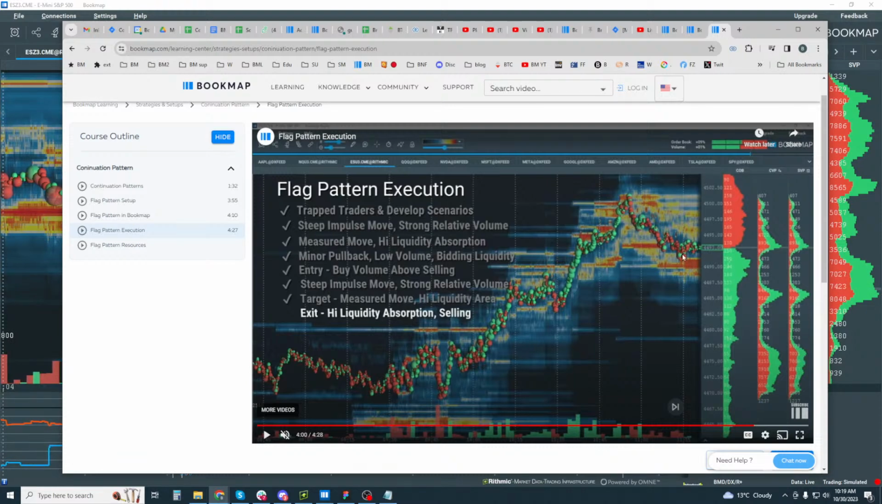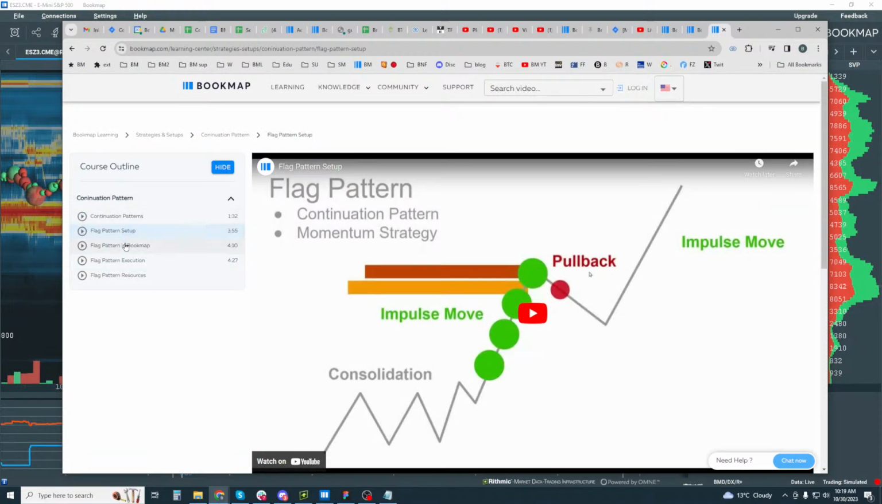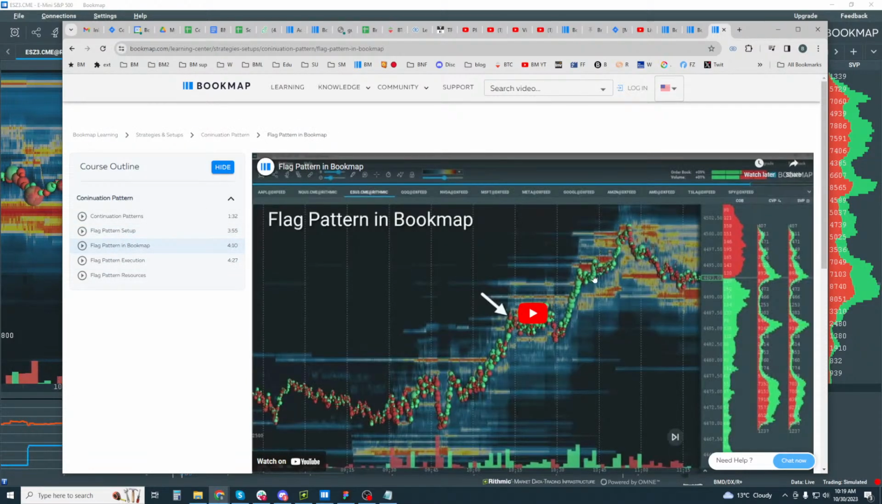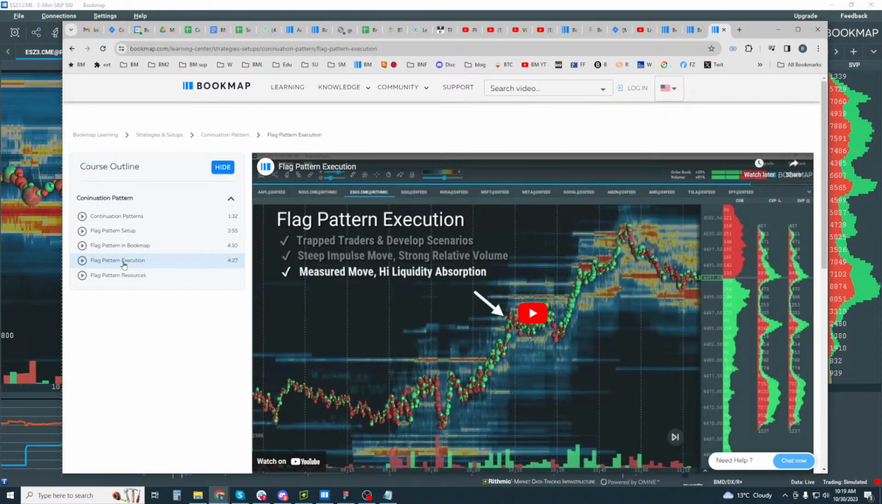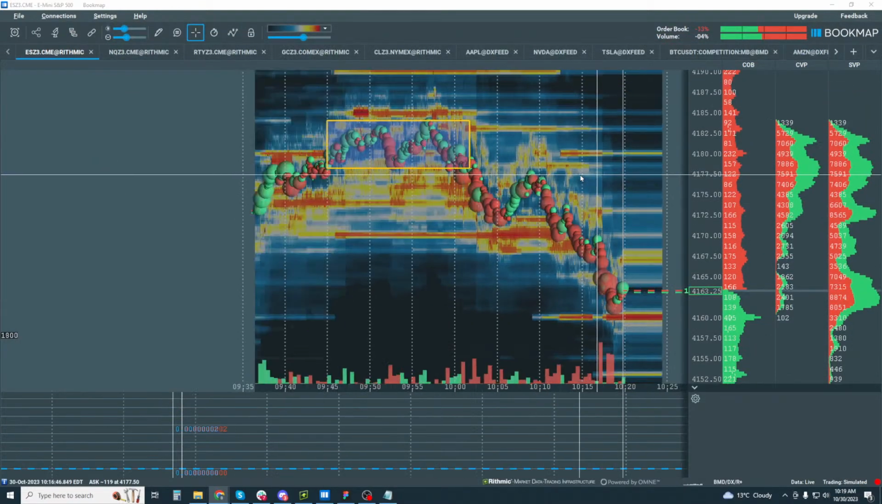And that's what you can gain here in order flow and understanding Bookmap: the relationship between the buyers and the sellers, the limit sell orders here in this bullish flag versus the market buy orders. And then also the market structure. So go through these videos, start to understand how to read them, first in the diagram, secondly, identify them in Bookmap, and thirdly, how to execute.